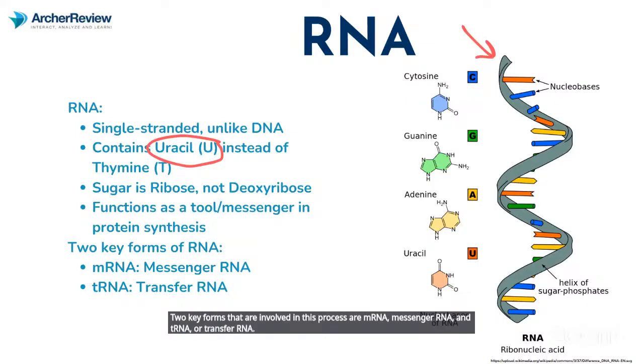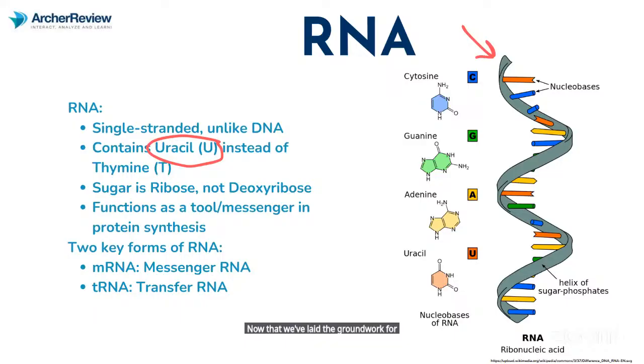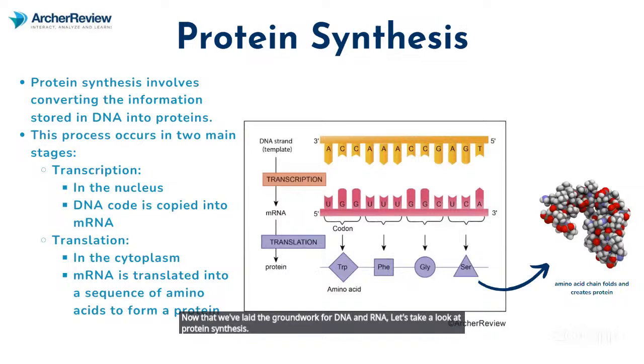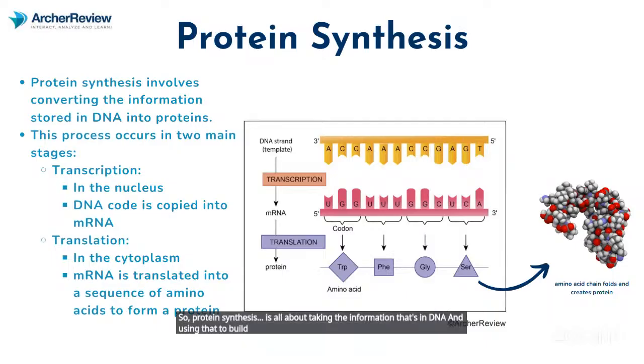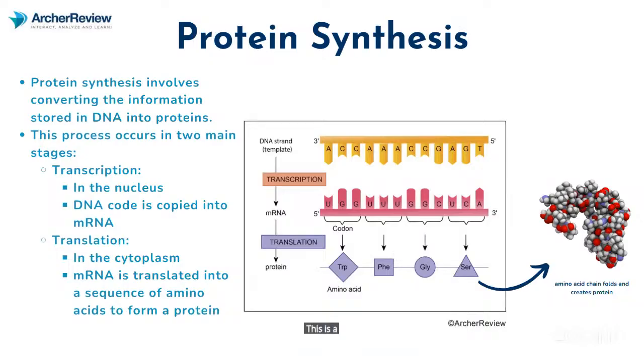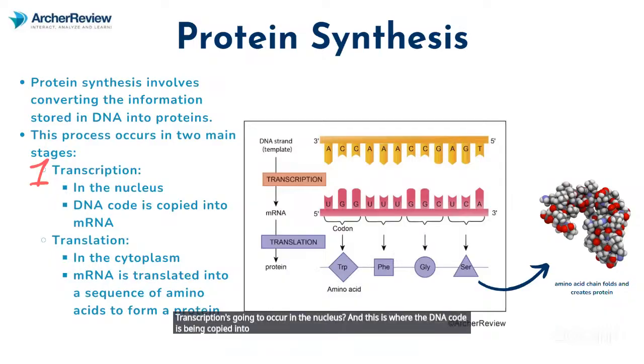Now that we've laid the groundwork for DNA and RNA, let's take a look at protein synthesis. So protein synthesis is all about taking the information that's in DNA and using that to build proteins. This is a two-step process. Our first step is transcription. Transcription is going to occur in the nucleus, and this is where the DNA code is being copied into mRNA.